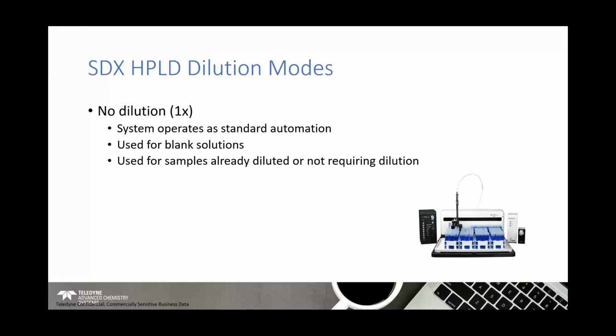This mode could be used for our blank solutions. If we've already prepared our blanks, we can just introduce them from the automation. It can also be used for samples which are already diluted or might not require a dilution step. Water samples in a water lab are a good example of that. So that's the first mode.